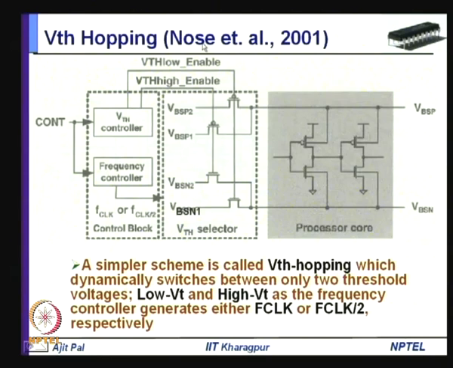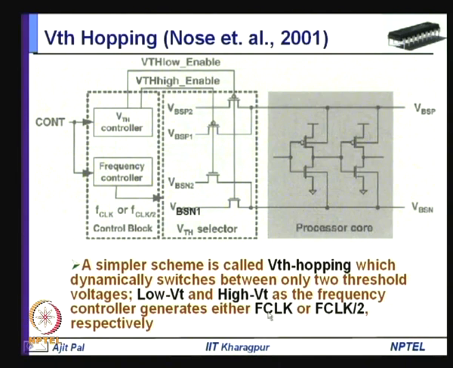It has been proposed by Nose et al. sometime in 2001, which dynamically switches between only two threshold voltages, low Vt and high Vt, as the frequency controller generates either f clock or f clock by 2. So, you can see you will be using only two clock frequencies, f clock or half of it, f clock by 2, and accordingly you will be using low Vt or high Vt. Obviously, for higher frequency you will require lower threshold voltage, and whenever you reduce the clock frequency by 2, you can use higher threshold voltage, and that means the switching will depend on the activity level required by the application.